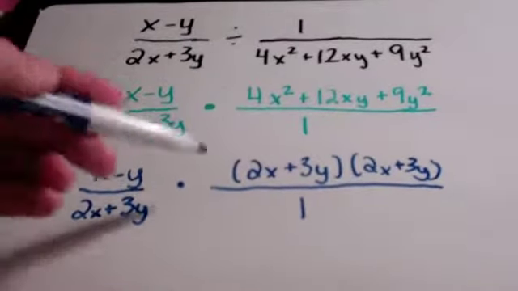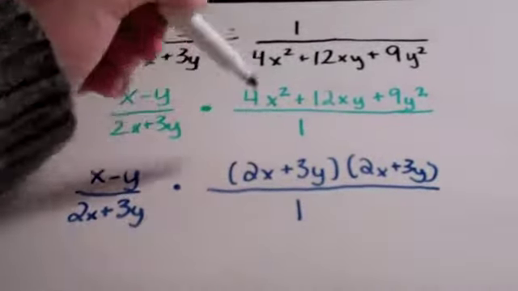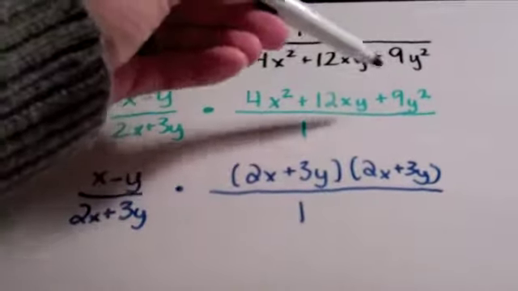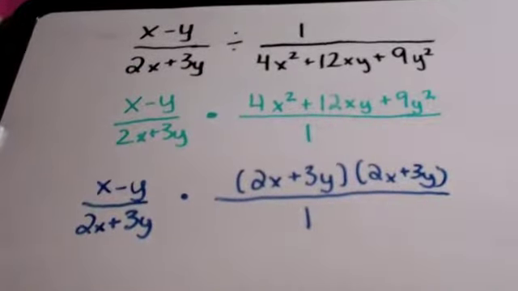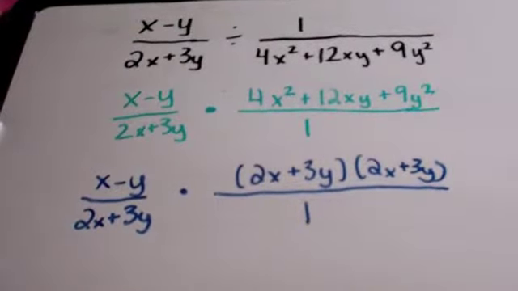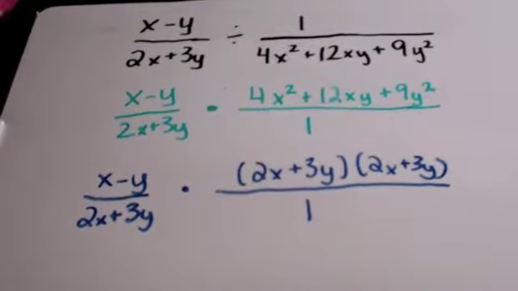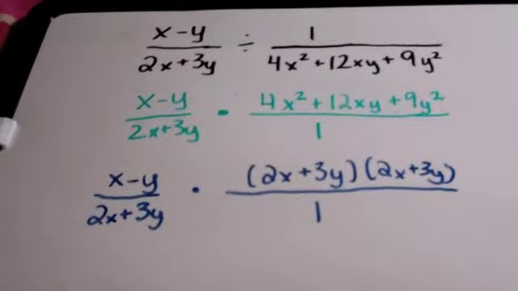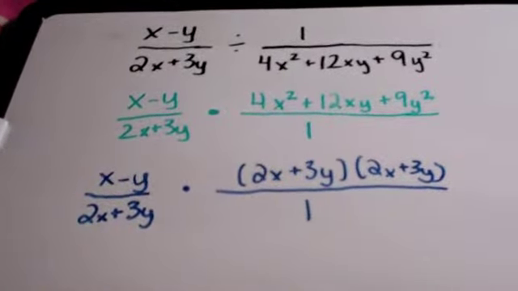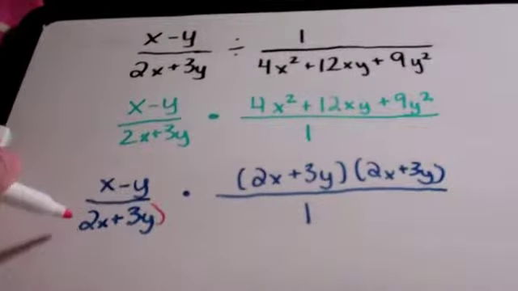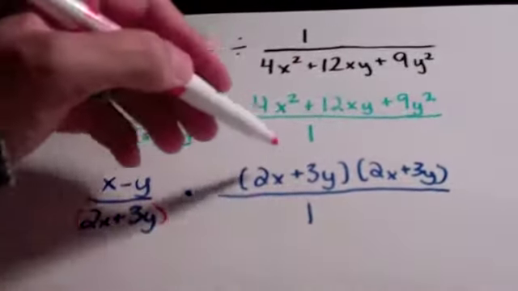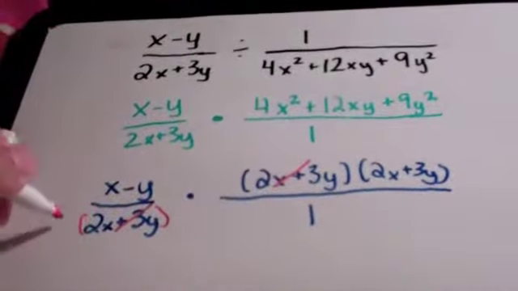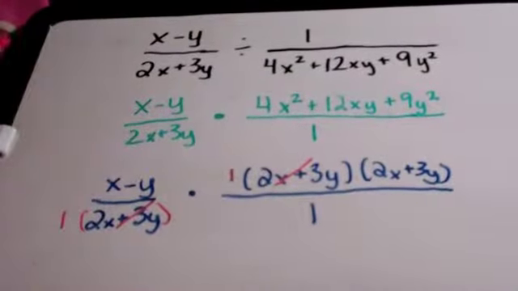If you FOILed it out, it would be equal to this because you have the 4x squared plus the 9y squared, and if you add the middle terms, you're going to get 12xy. So now that we've factored it, the next step is going to be to cancel on our diagonals and up and down. Up and down, there's nothing here that cancels, so if we look at our diagonals, we have a 2x plus 3y over here, and 2x plus 3y over here. So we can cancel one of each. We'll be left with one over here and one over here.